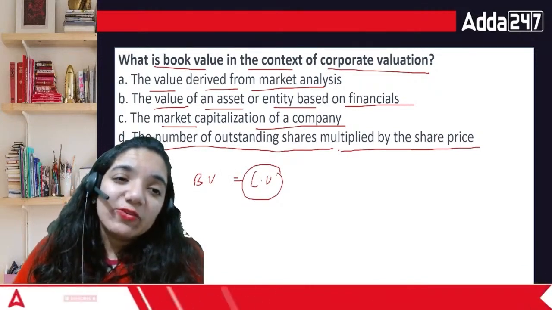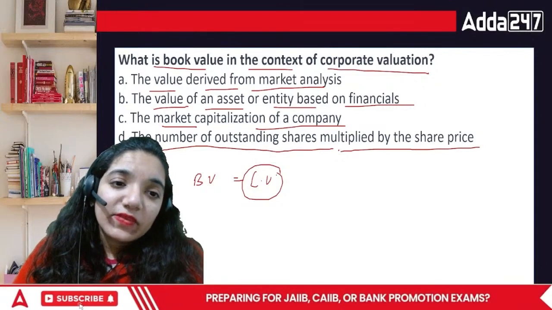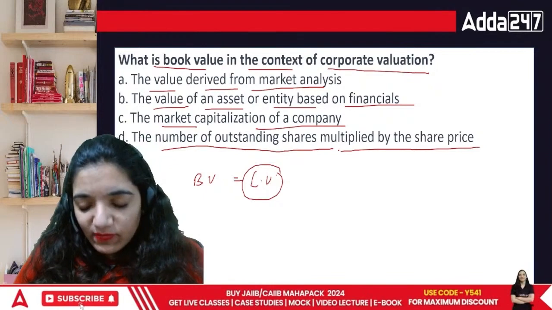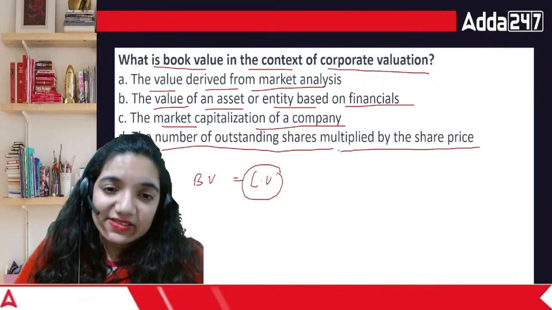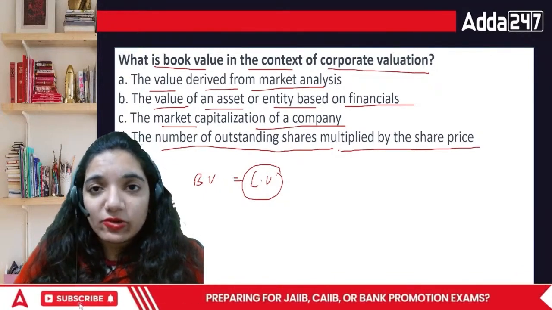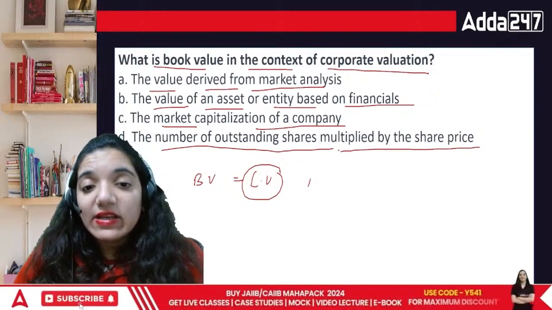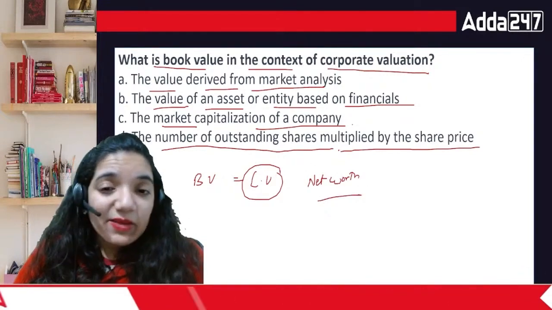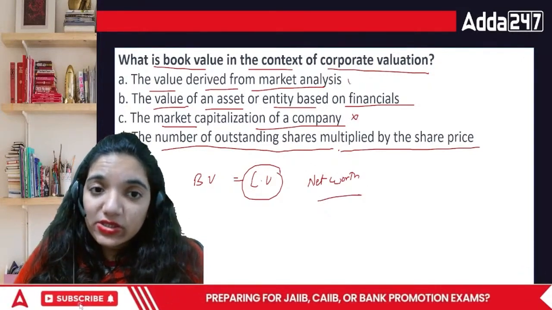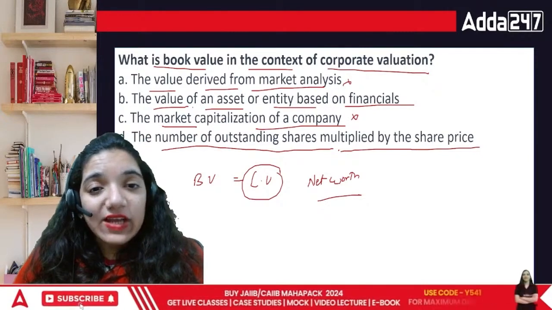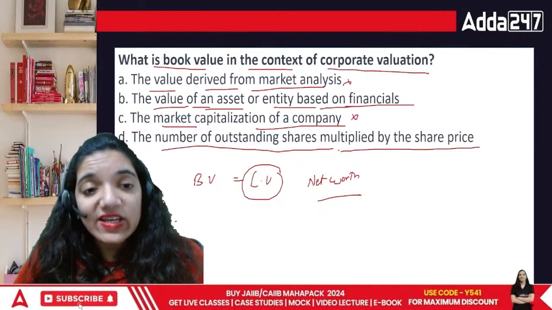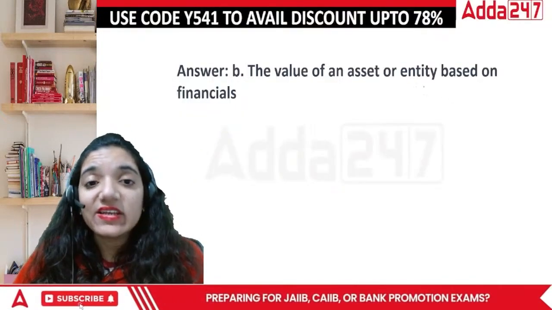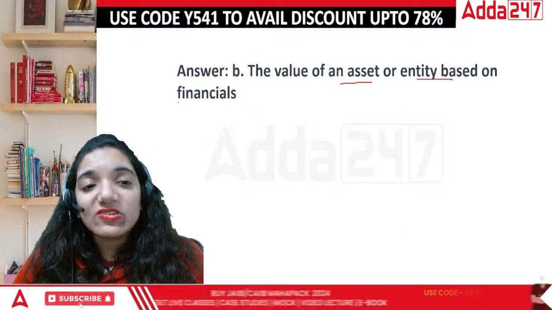Book value should be the value at which we actually bought those particular assets of the company. If I talk about the assets from the organization's point of view, this is the actual net worth in terms of the books, not the market. So market capitalization is something which we cannot take up. Either it can be the value of the asset or entity based on the financials, or the number of outstanding shares multiplied by the share price. In this case, the correct answer is the value of an asset or entity based on the financials.